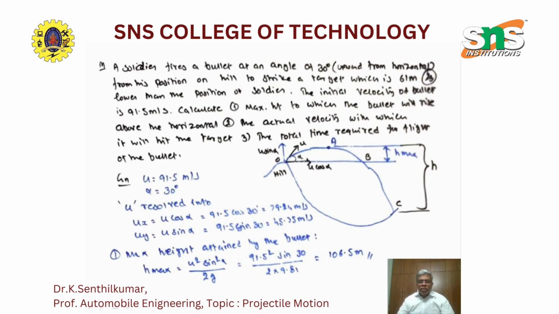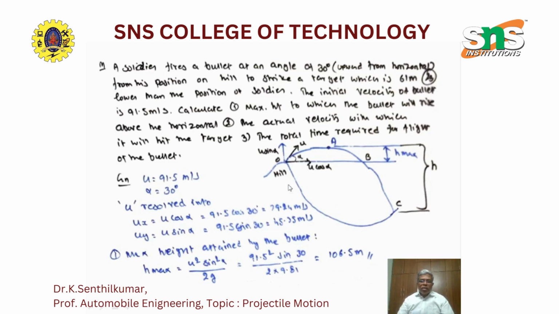Calculate, the first one is the maximum height to which the bullet will rise above the horizontal. The second one is the actual velocity with which it will hit the target. The last question is the total time required for the flight of the bullet.